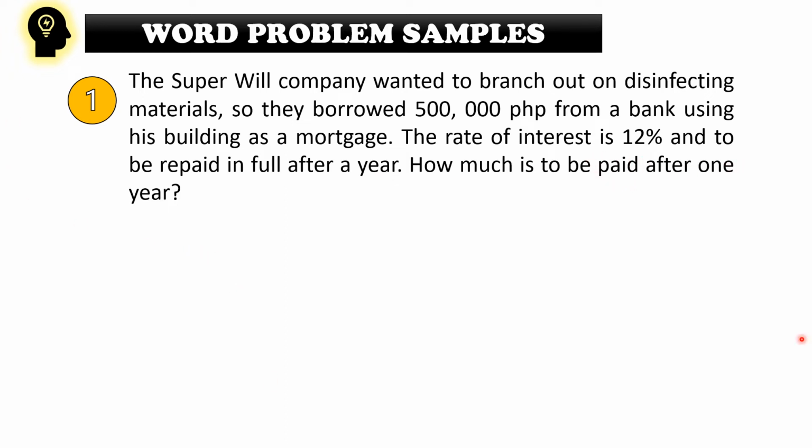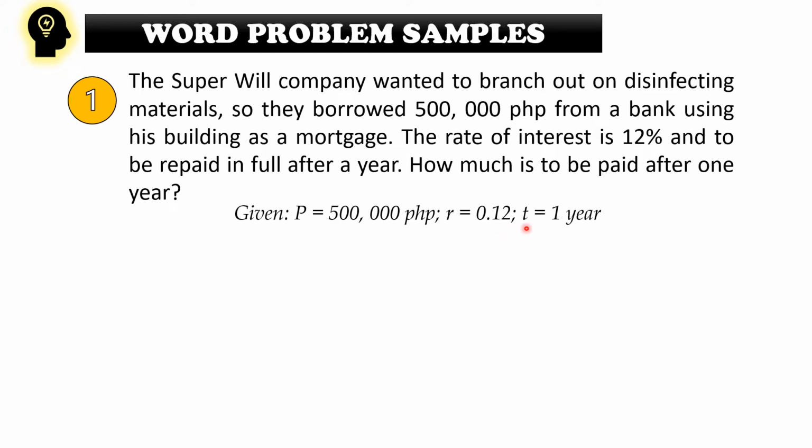So the first thing to do is to find and write down all the given values we have in the problem. So we have here 500,000 as the principal amount kasi ito yung uutangin nila sa bangko. And the rate of interest is 12%, in decimal, that is 0.12. Always express the rate in its decimal equivalent. Take note of that.